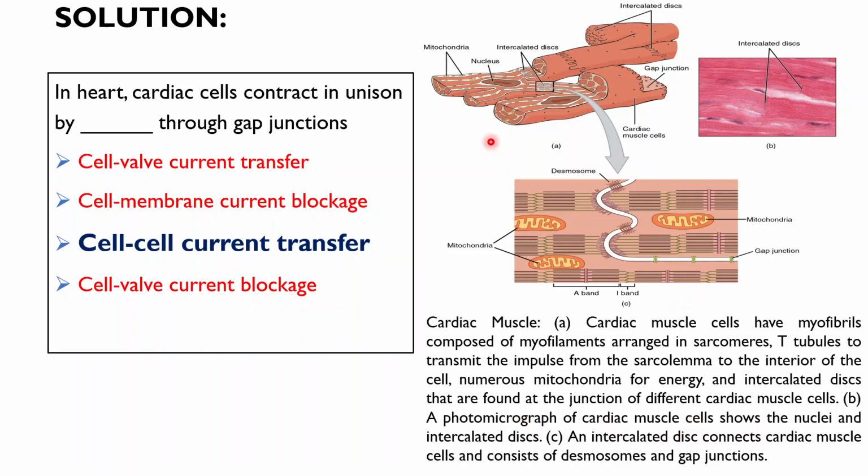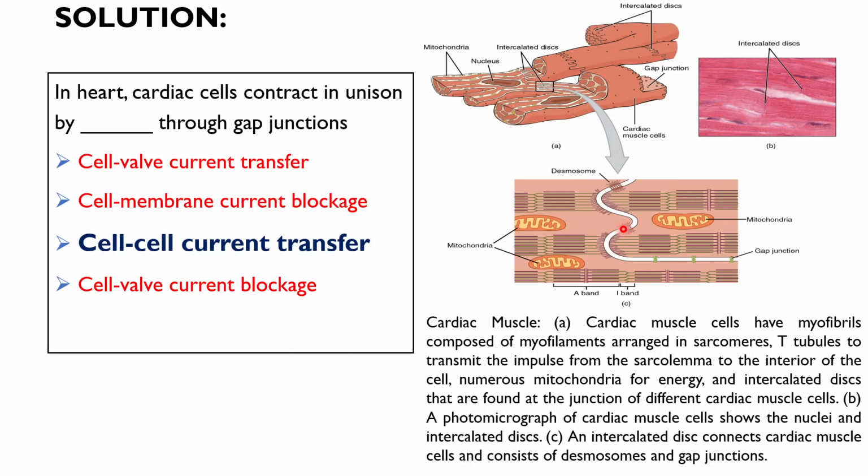So where are these gap junctions present? Gap junctions are present in the region of the intercalated discs. And as it is given in the description here, the intercalated disc connects the cardiac muscle cells and consists of desmosomes and gap junctions. So gap junctions are nothing but channels between adjacent cardiac muscle cells, which enable the movement of small ions and molecules through the adjacent cardiac muscle cells and help in the propagation of electric impulse through the heart.